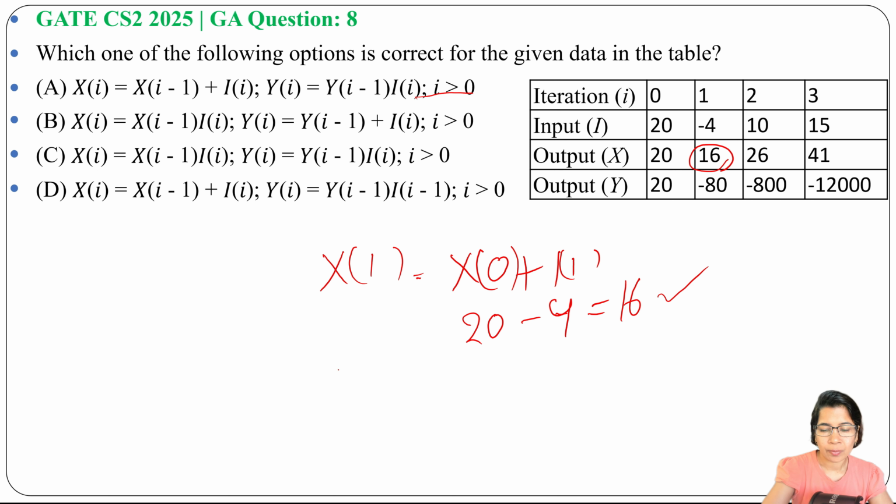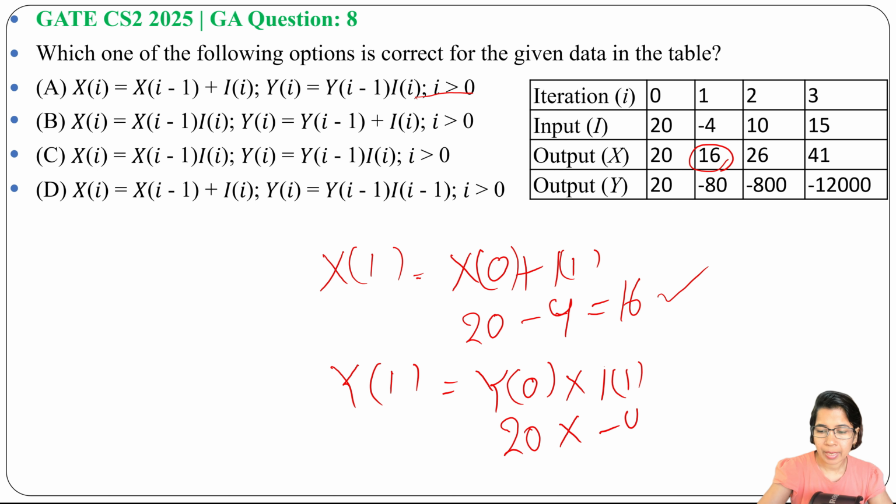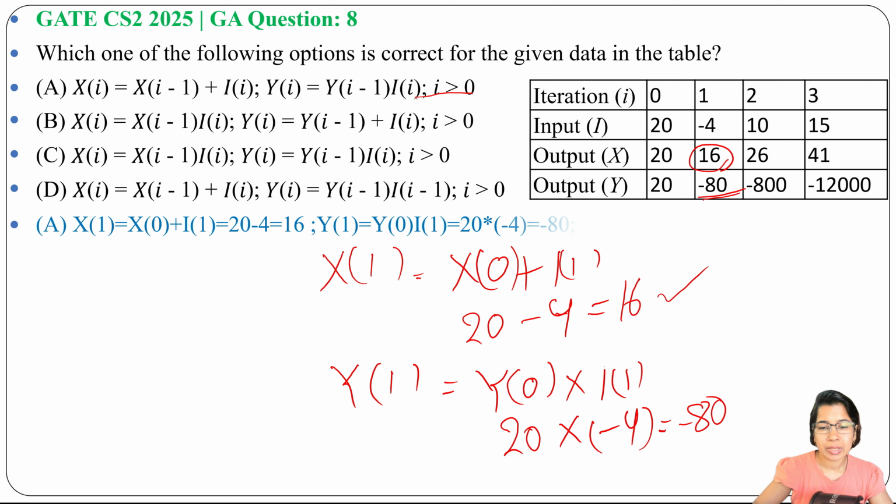Yes, this is true. Now check y of 1. So y of 1 is y of 0 multiplied by I of 1. So y of 0 is what? 20 multiplied by minus 4. 20 multiplied by minus 4 is minus 80. Yes, y of 1 equals minus 80. So for I equals 1, x1 and y1 both are satisfied.